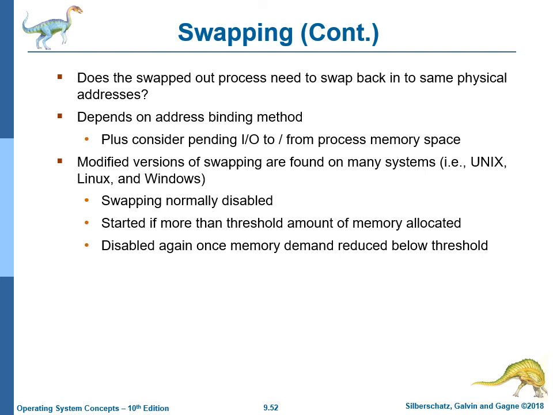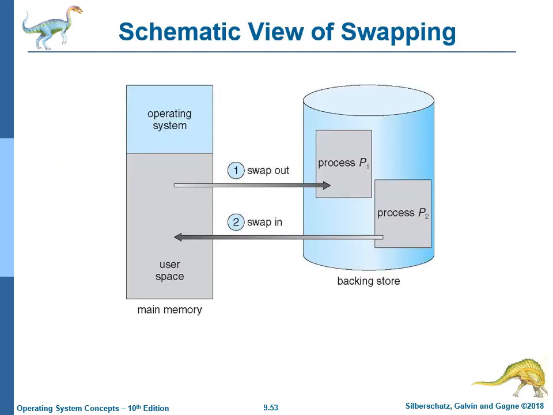Sometimes modified versions of swapping are found on many systems, for example Unix, Linux and also Windows. Normally swapping is disabled, but when memory usage starts to get high, it is enabled. Okay, this is the schematic of how a process is swapped in and swapped out.